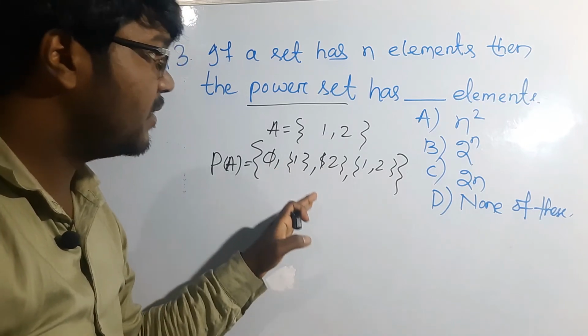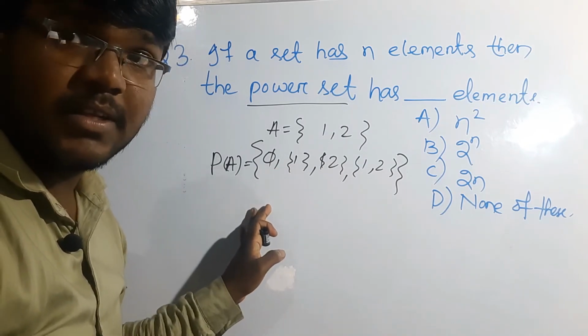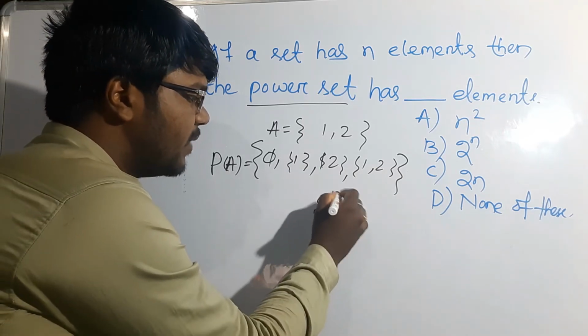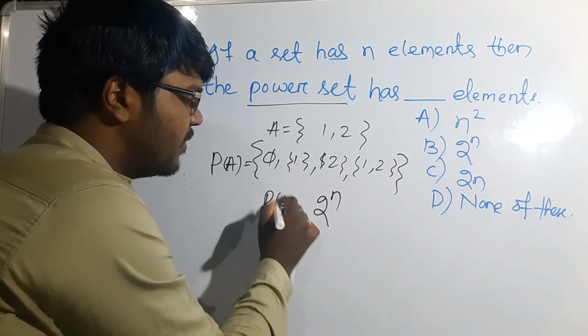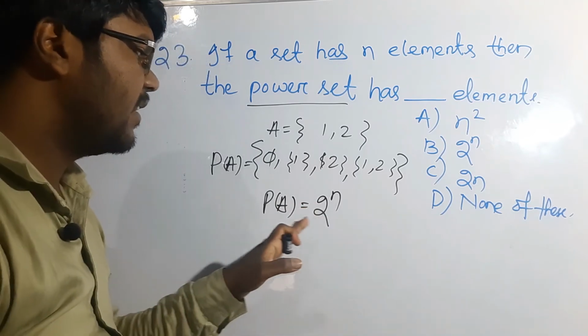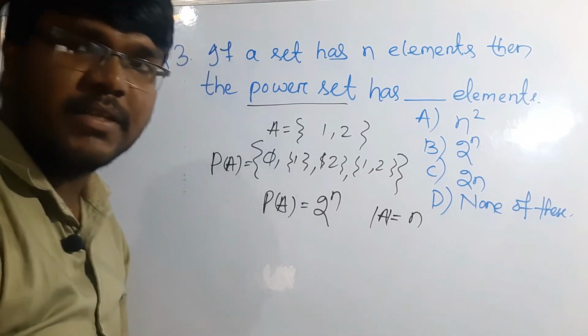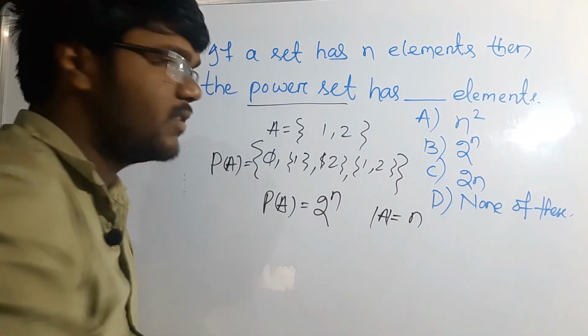Similarly, if there are 3 elements, then how many will come? Then it will become 8. So its pattern is always 2 raised to the power n elements in the power set of a set A, if A has n elements. So our option B is the correct answer.